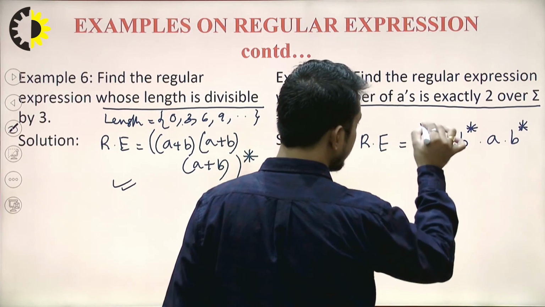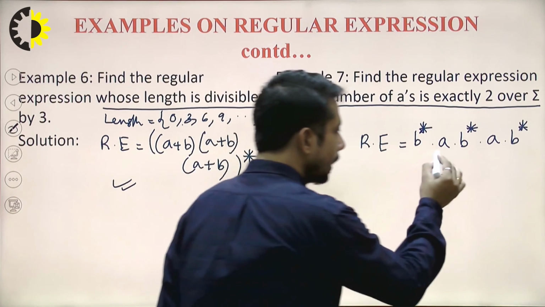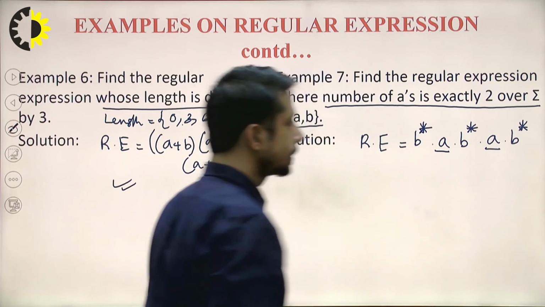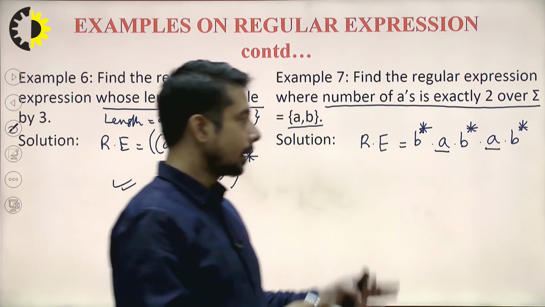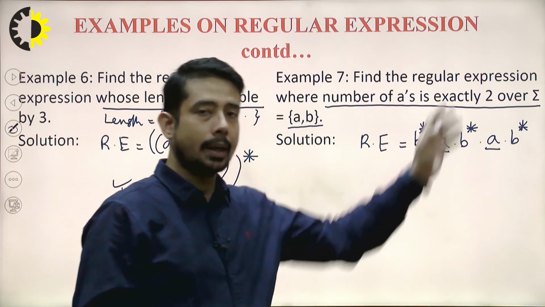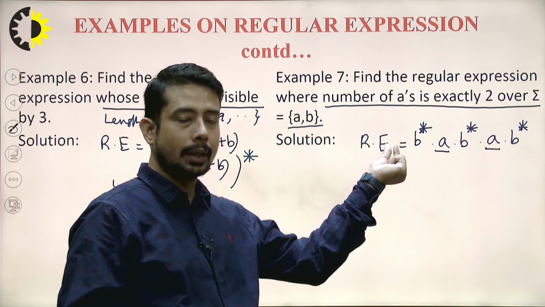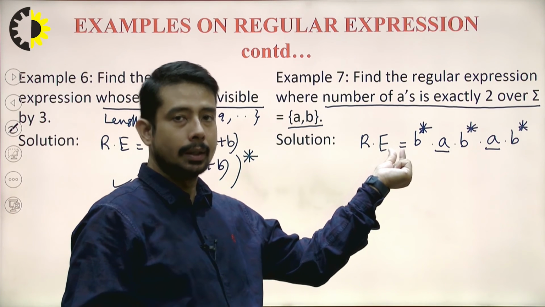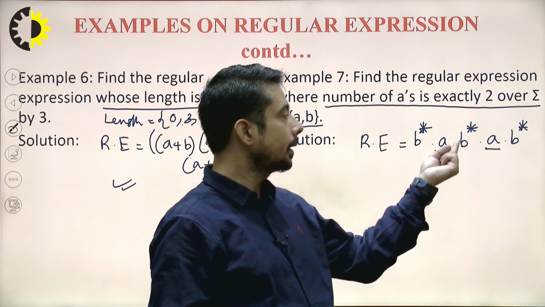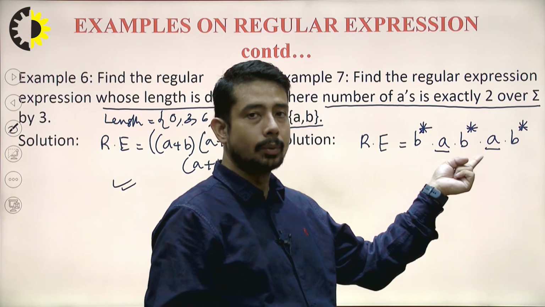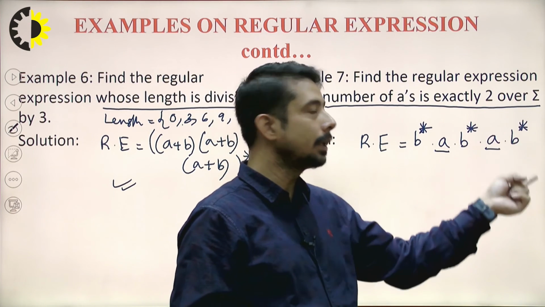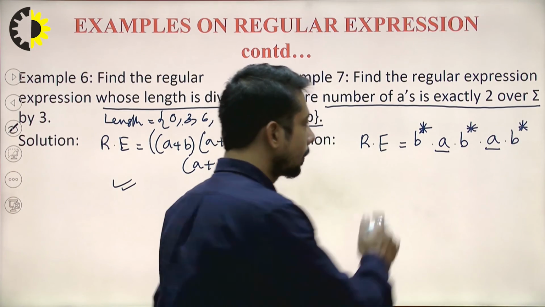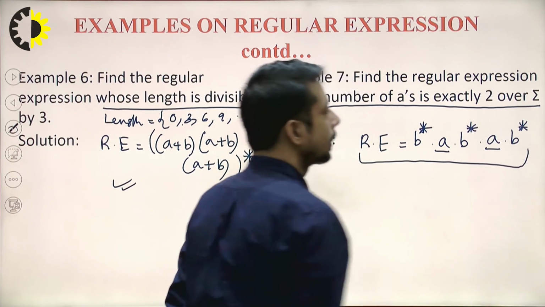Why I have done like this, see. First I have taken A, 2 A's, exactly 2 I have got it. It can be possible that in the entire string B can be initiating, or B can be n number of times. Correct? It can be possible that B can be in between the A's. It can be possible that B can end the string. So this is a perfect regular expression for this.